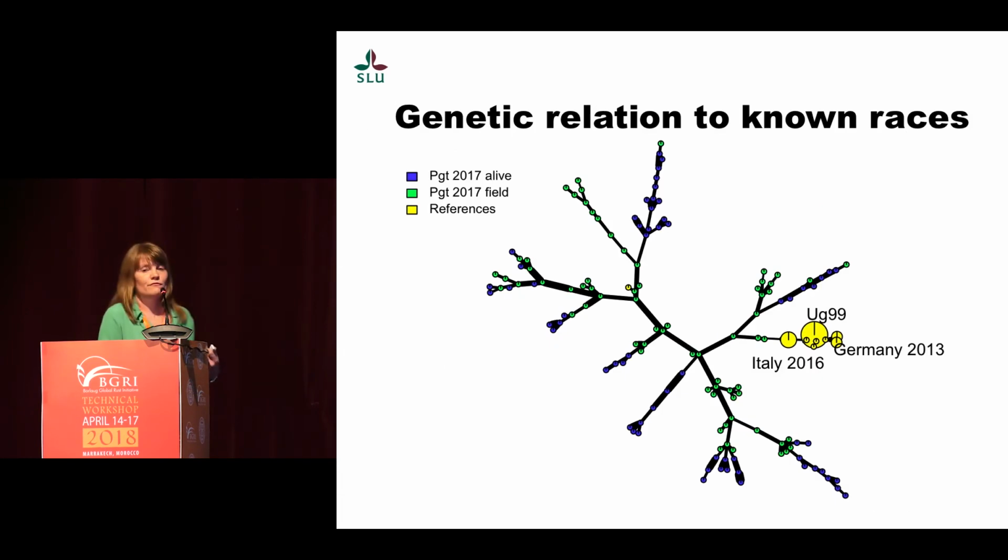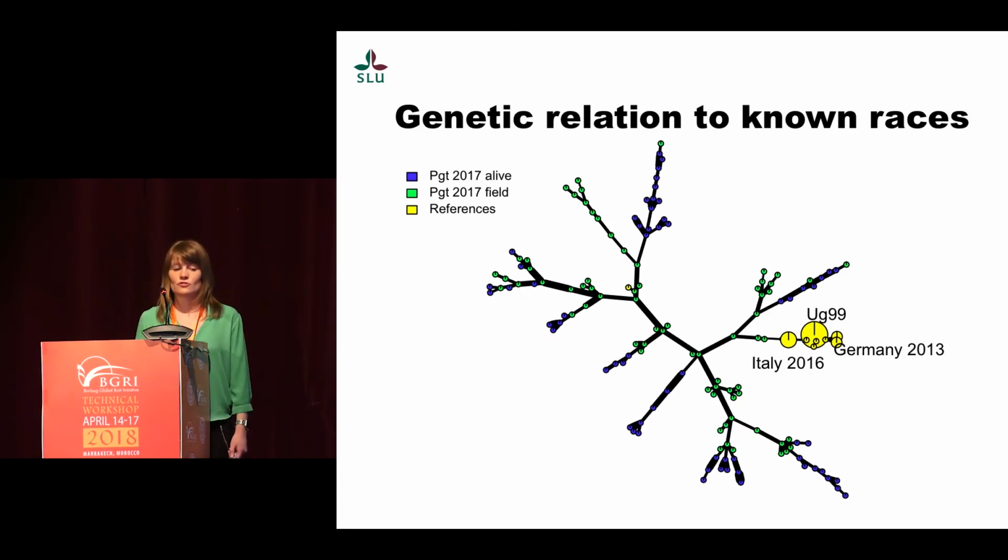And if we connect this to known races, this is a Bruford distance tree showing the population. You have the blue ones, they are the live samples from Meron. The green ones are the ones I collected as teleospores in the field. And the yellow ones are the references that kindly were provided both by Mogens and Annemarie and Les.